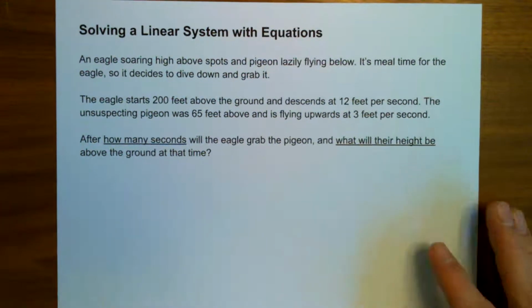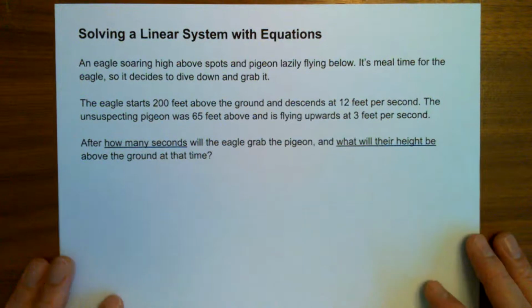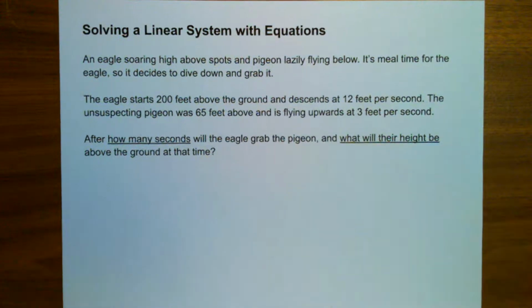So in this problem, this is about two birds that are flying toward one another, an eagle and a pigeon. And that's what a linear system is. It's just two things or two people or two situations where there's a constant rate of change. And that's what we have in this case.